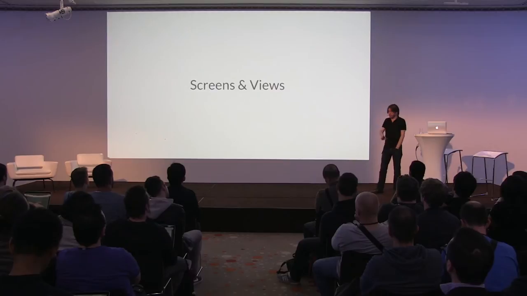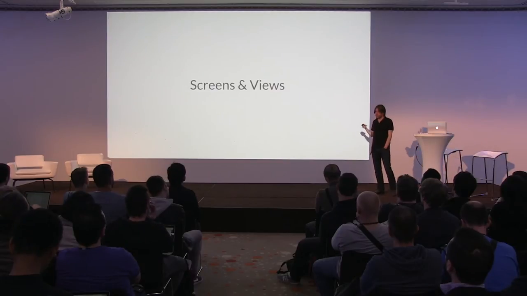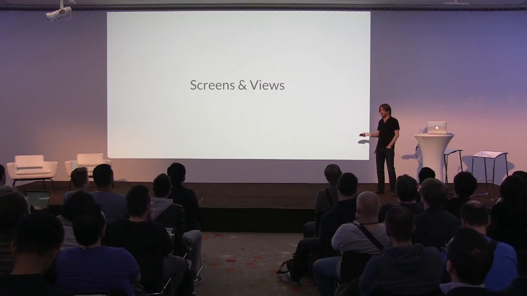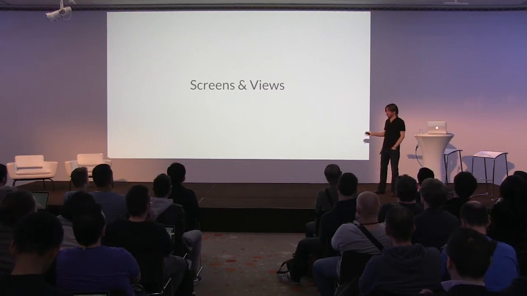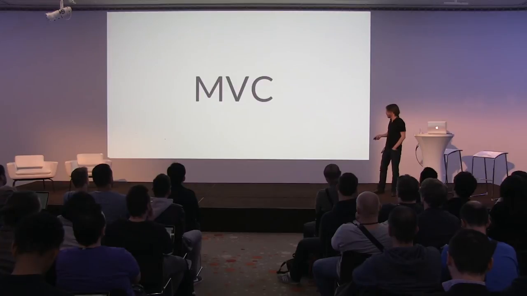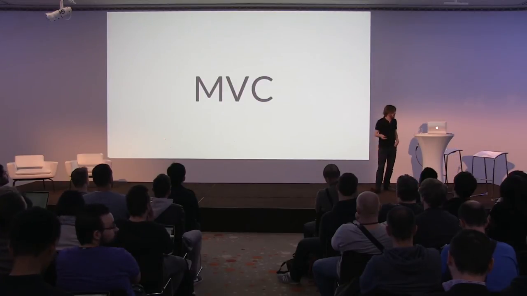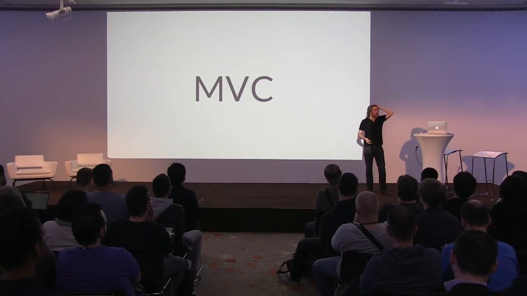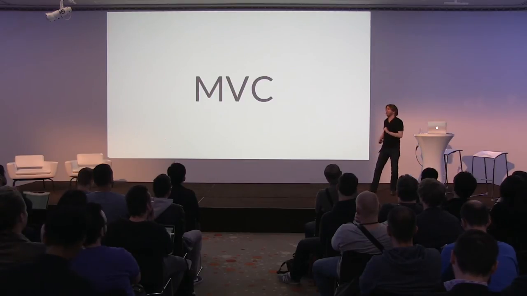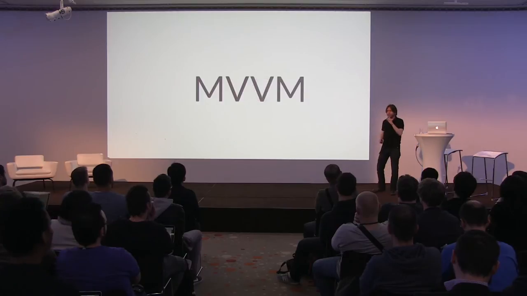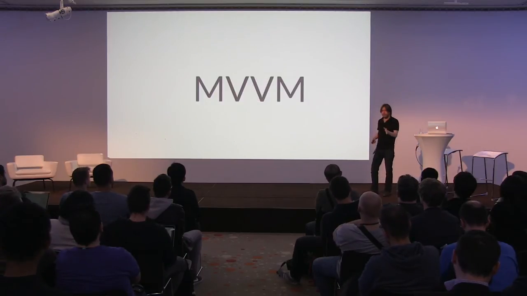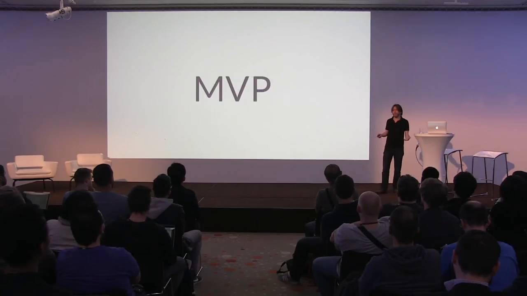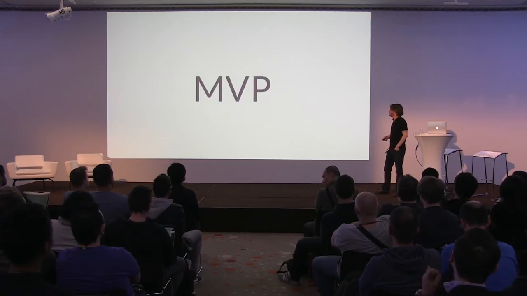So screens and views: we have screens, and those screens implement the logic. We have views, and they only implement the display, right? No logic in it, no business logic, nothing. So now you might think, oh yeah, I've heard that I should use a design pattern. I've heard the MVC is a good one. Oh wait, I also heard about the MVVM or something like that. But there's also this thing called the MVP, and everybody's talking about it, so I should probably use that instead.